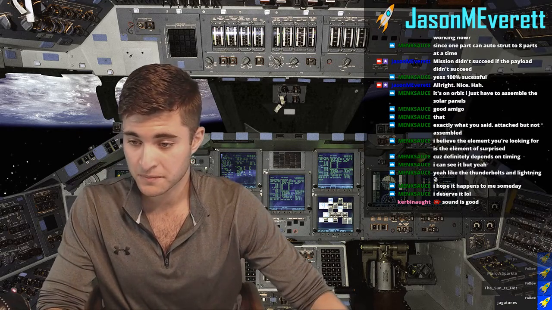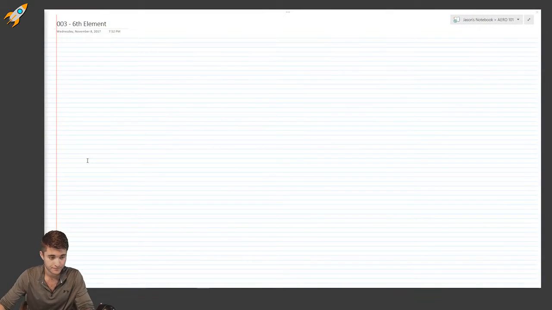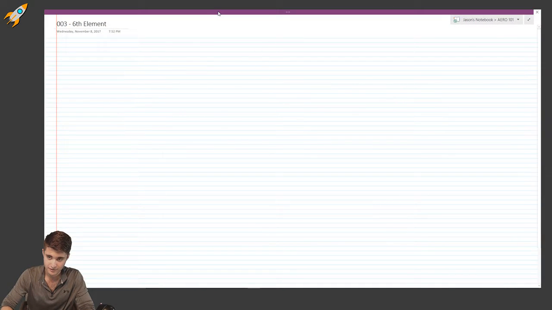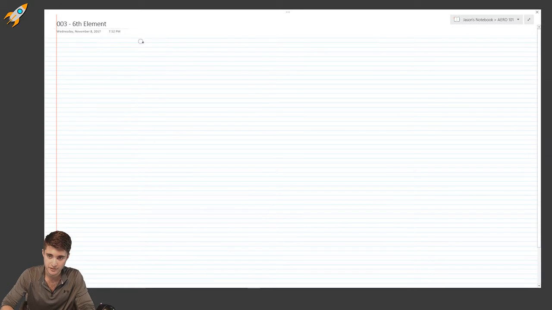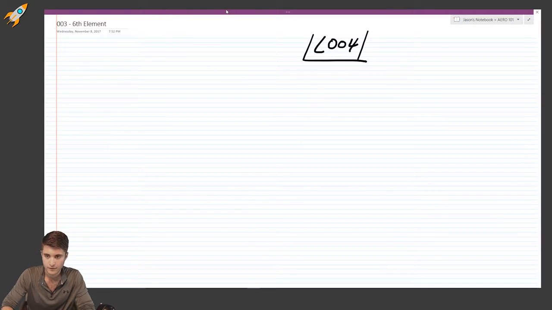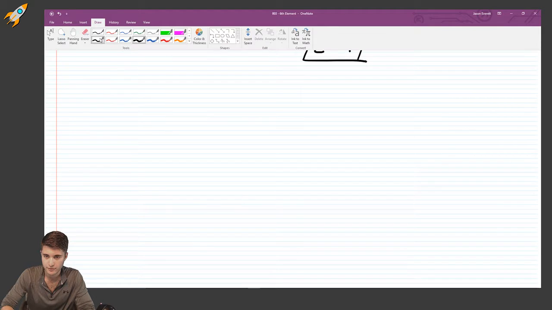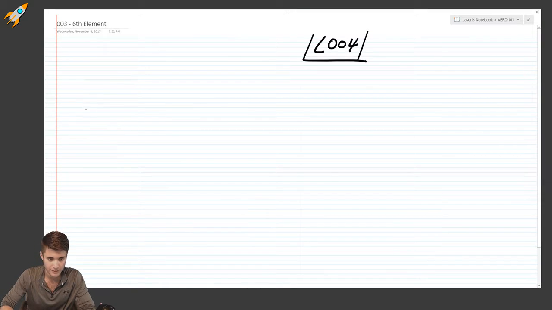Alright, so let's go into here. The sixth element. Oh boy. And this is technically lesson 4? Yes. Lesson 004. I'm just gonna leave that there. And I could probably do with a slightly smaller size pen. So anyway.